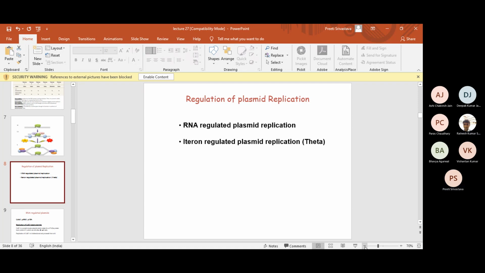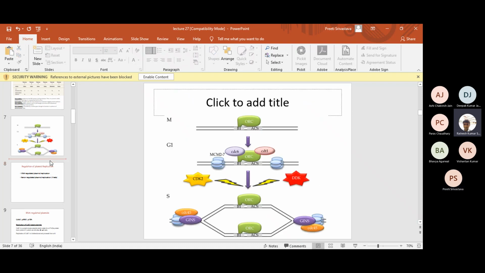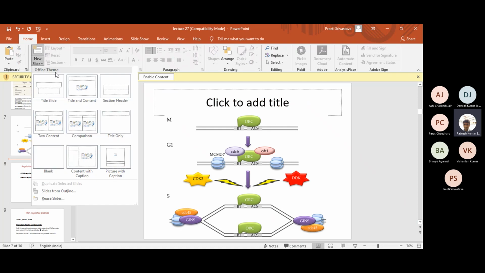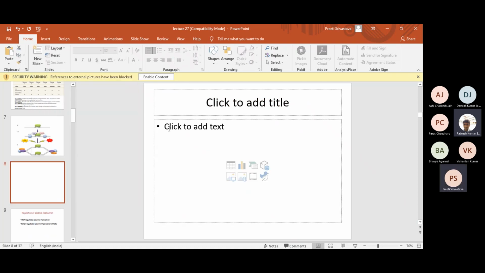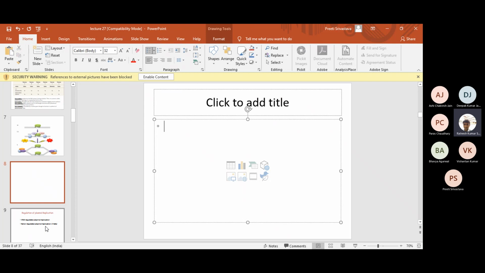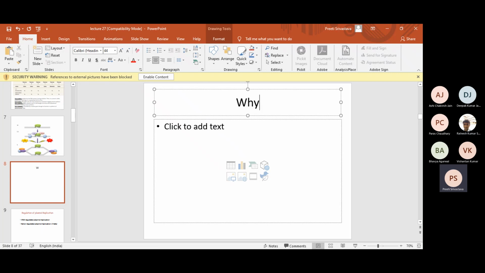Ma'am, I have a question. I don't understand what happens in proofreading activity. Why do we need a 3' to 5' exonuclease activity in proofreading? Can you please explain? We discussed proofreading activity when we were discussing PCR, if you remember. Yes, ma'am, but I didn't understand. Maybe we will come back to it. Let me cover this part first. I'll write it down so that we do not forget.